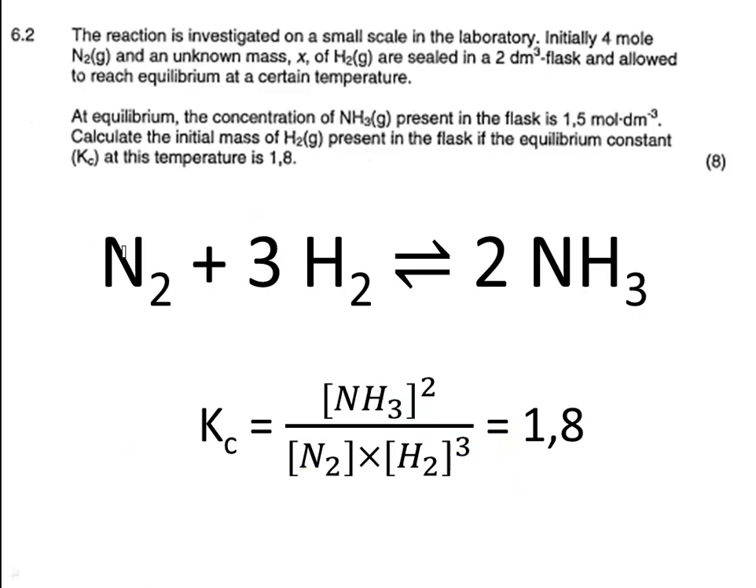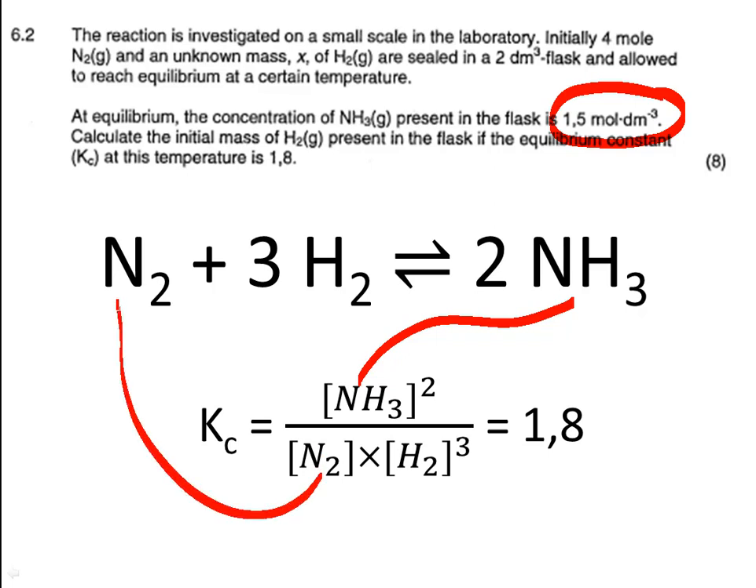We already know the concentration of ammonia. It's given 1,5 mole per decimeter cubed at equilibrium. We don't know the concentration of nitrogen, but we can calculate it.